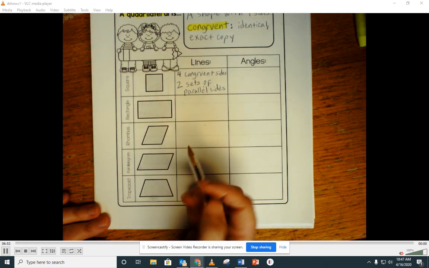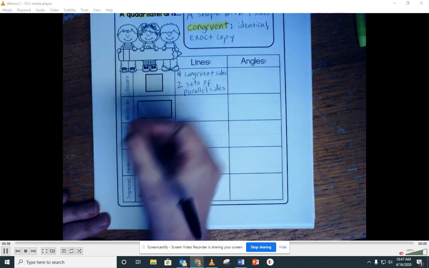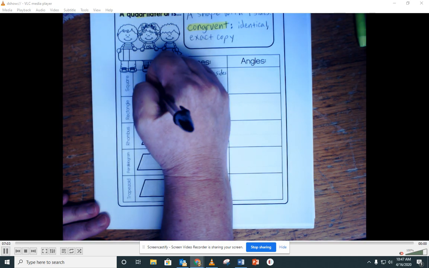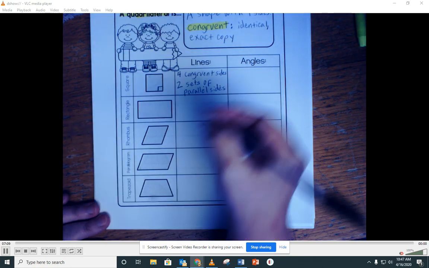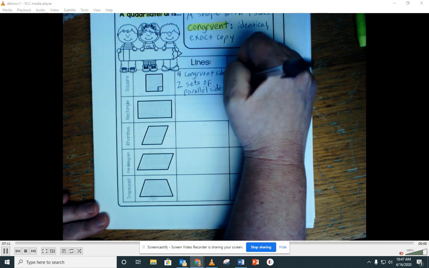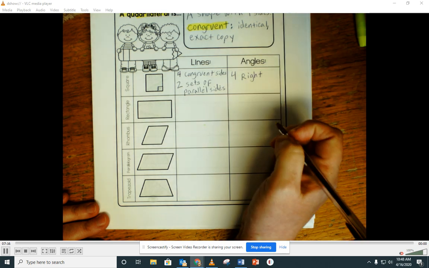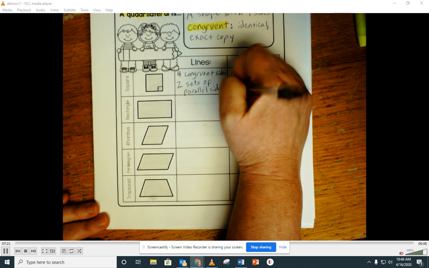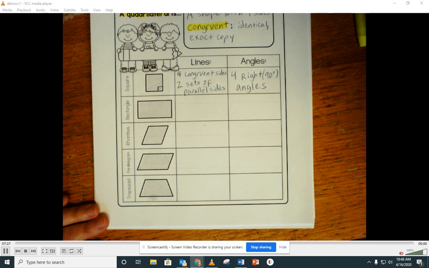What do we notice about the angles in a square? In a square, we have all right angles. So in order for us to call this a square, the shape has to have four right angles. And remember, a right angle is a 90-degree angle. Four right angles.